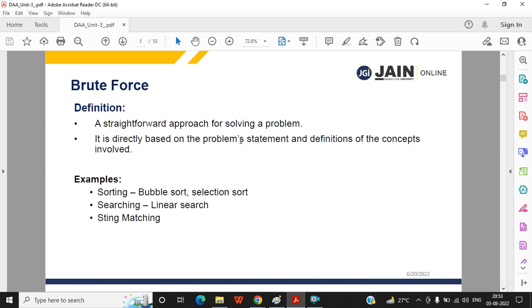So the meaning of brute force approach. Basically, what is a brute force approach? Brute force approach is nothing but the simplest way of solving a problem, any problem.